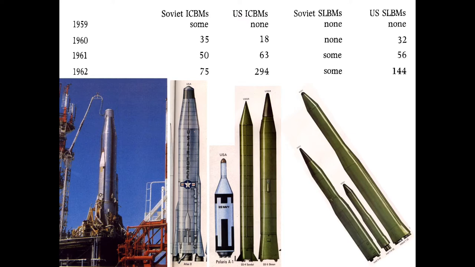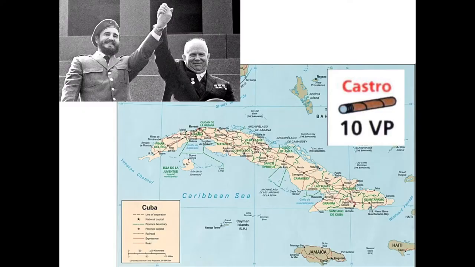So you can see in the chart for 1959, the Russians had some ICBMs, and the Americans had none. But by 1962, the Russians had 75, but there's a big question mark as to how many of them were functioning. And the Soviets had some sea-launched ballistic missiles, and the Americans had 144. The Americans had a strategic lead for a time.